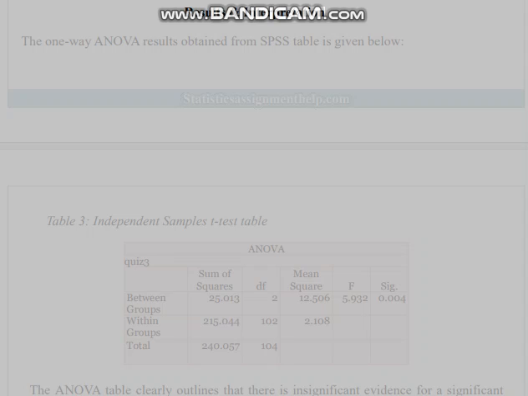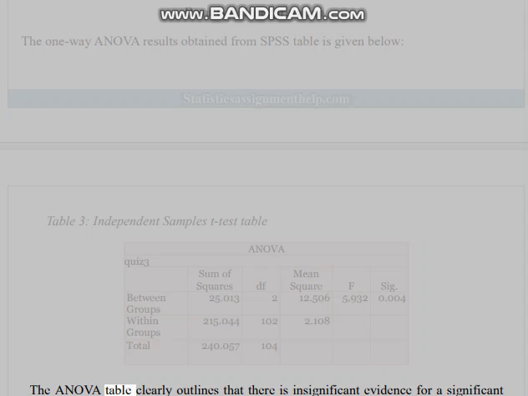Results and interpretation. The one-way ANOVA results obtained from SPSS are given below. Table 3, ANOVA table. Quiz 3: Between groups sum of squares 25.013, df 2, mean square 12.506, F 5.932, Sig. 0.004. Within groups 215.044, df 102, mean square 2.108. Total 240.057, df 104.